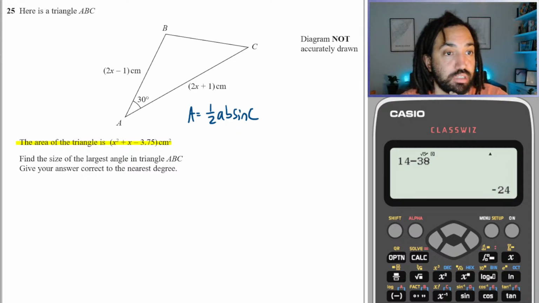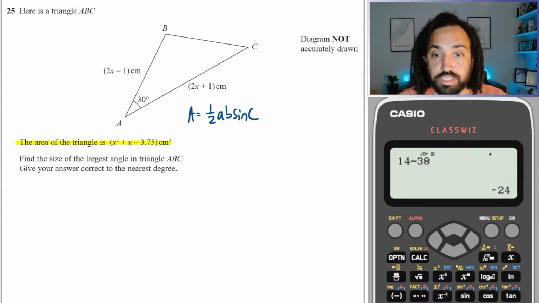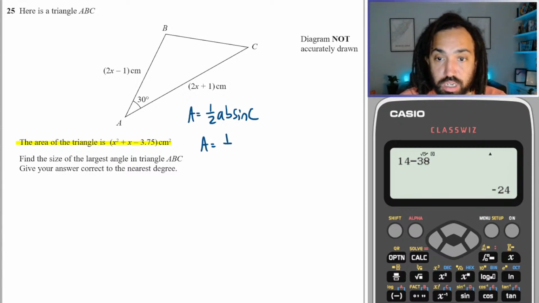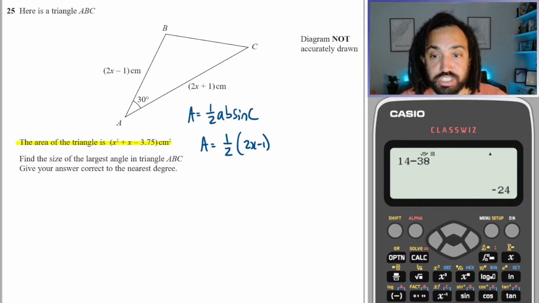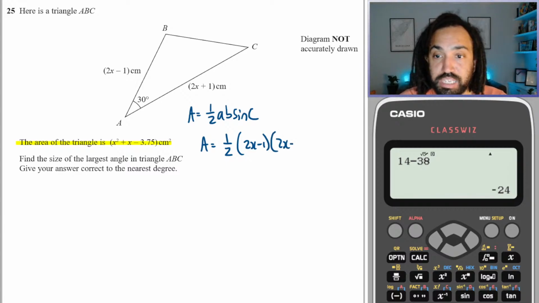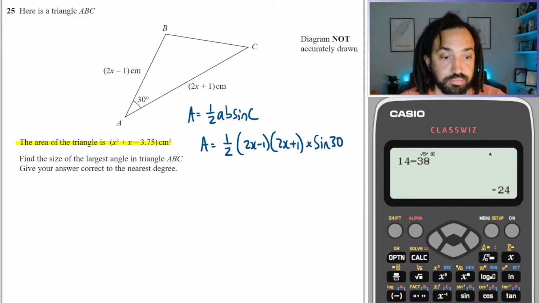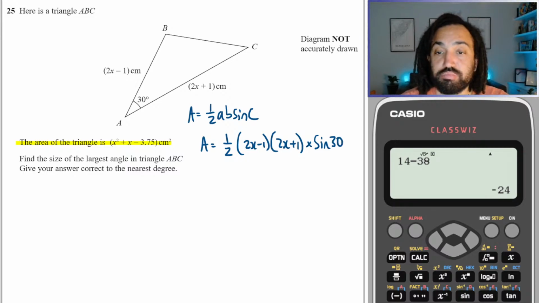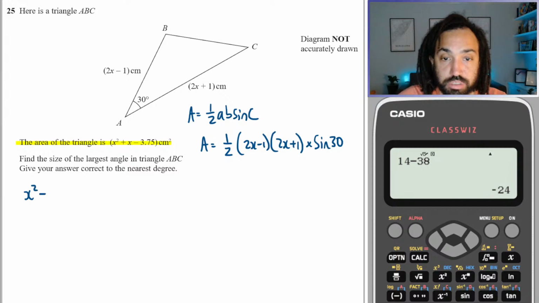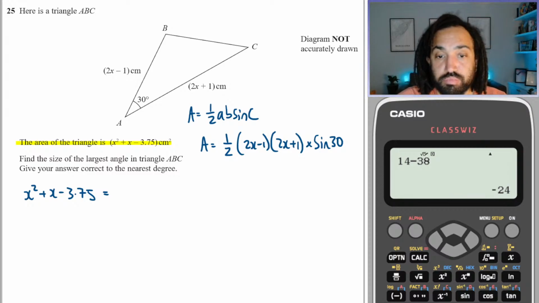Okay, so yeah, so the area is equal to a half. A is one side which is adjacent to the angle, and B is another side which is adjacent to the angle, and we multiply that by sine of the angle, 30, like that. And we know what that area is equal to, because we've been told that it's equal to this.